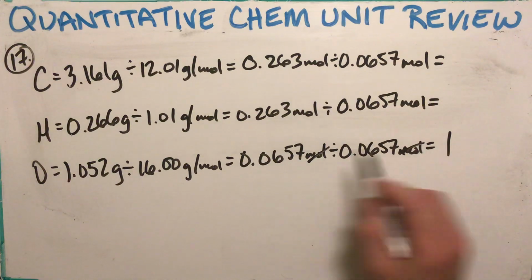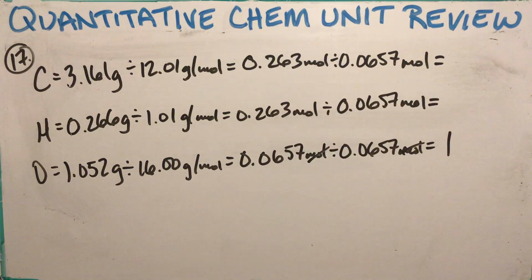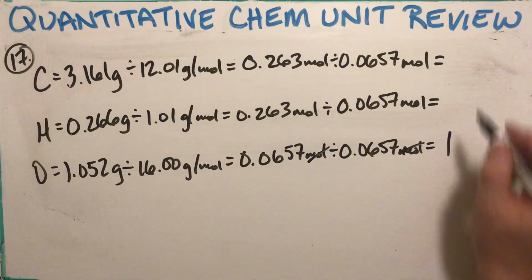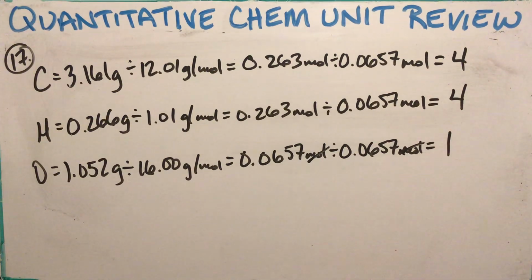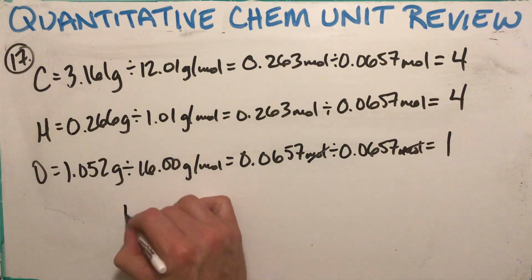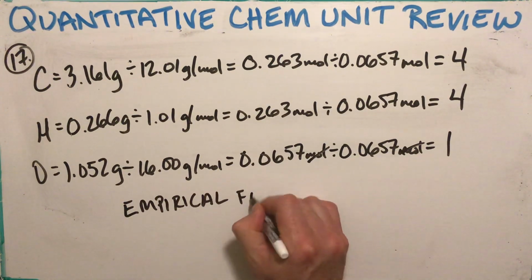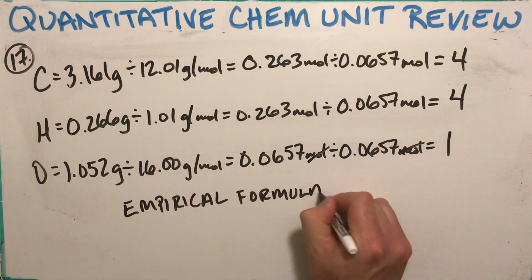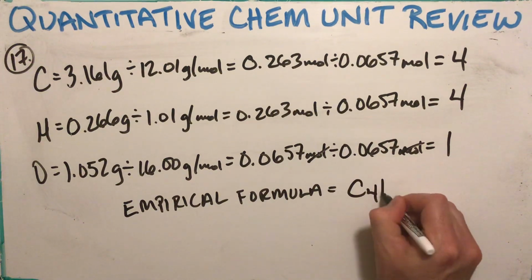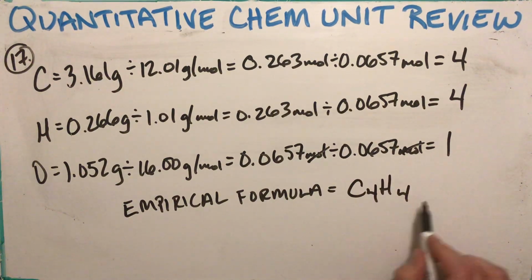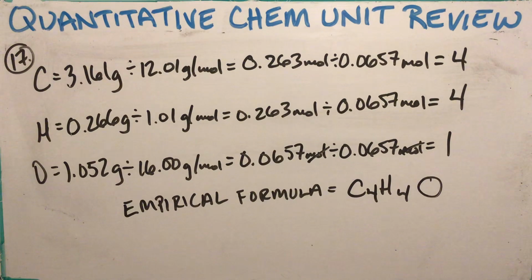Moles divided by moles will cancel. I'm not going to cross all those out. You understand. These ones end up being 4. Nice and easy. So your empirical formula for this last one is C4H4. We said those two would be the same, and O. And that is the correct answer.